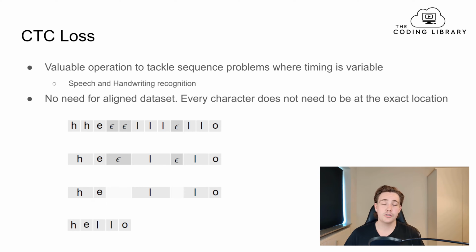For this project, we're going to use something called CTC Loss, where in the previous videos we have mainly been using categorical cross entropy. CTC Loss is a valuable operation to tackle sequence problems where timing is variable. So it's really good for speech and for recognizing handwritten digits and letters. We don't need an aligned data set when we're using CTC Loss, because every character does not need to be aligned at the exact location, which is the case with these Captchas in this video. We don't really have aligned data in the images that we're going to read.